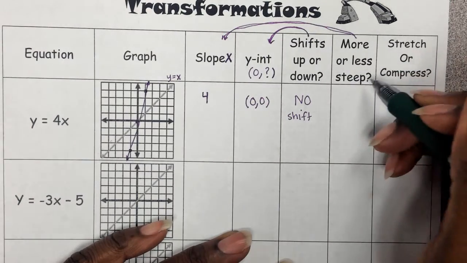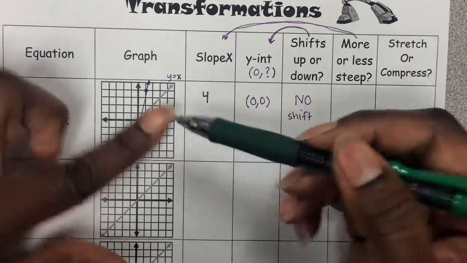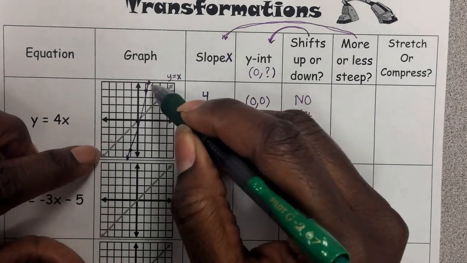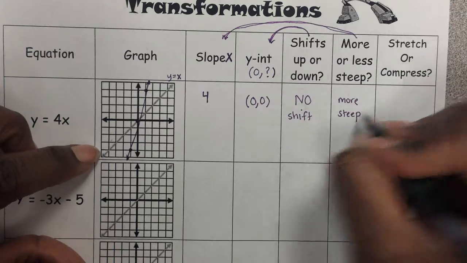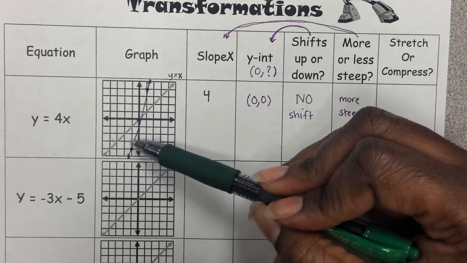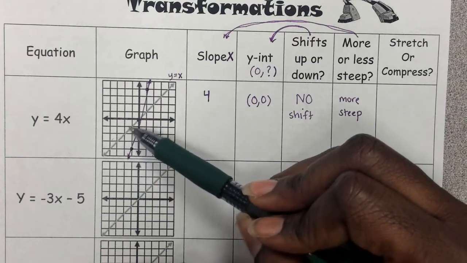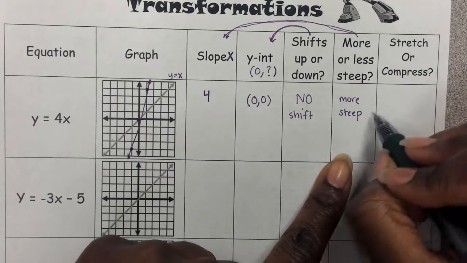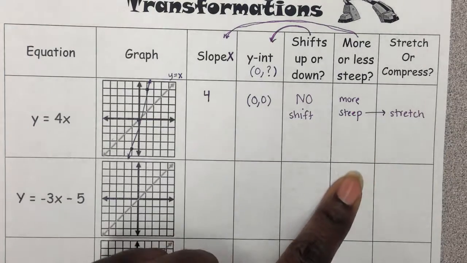However, more or less steep, definitely. This line right here, the new line that I have drawn, is this way compared to my parent function. It is up, which means it is more steep. Let's talk about steepness really quick. Steep means the hill is very hard to walk up. If I had to walk up this purple line like a hill, my legs would hurt way more than they would hurt if I walked up this y equals x line. Stretch or compress, since it's more steep means it's definitely stretching. It's a stretch.